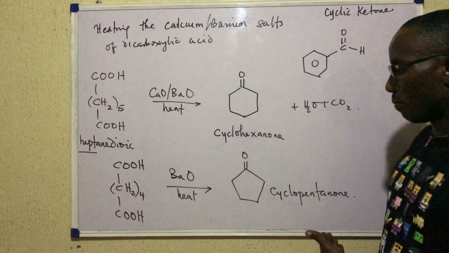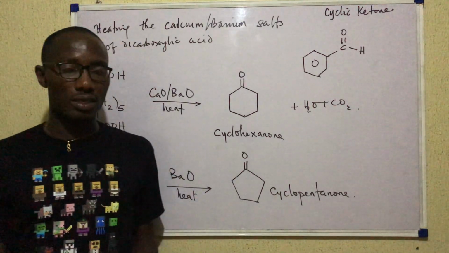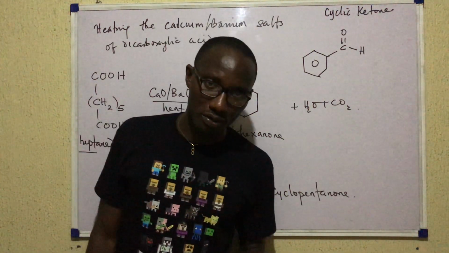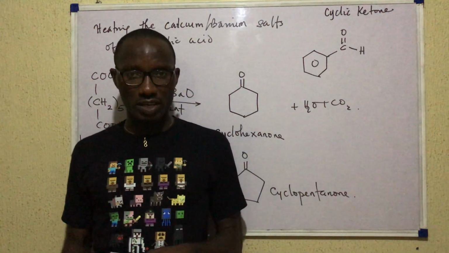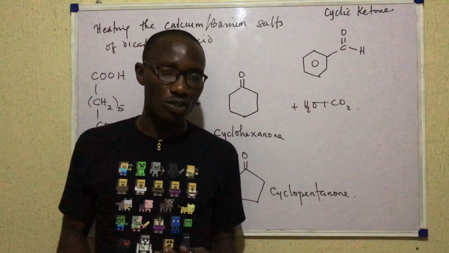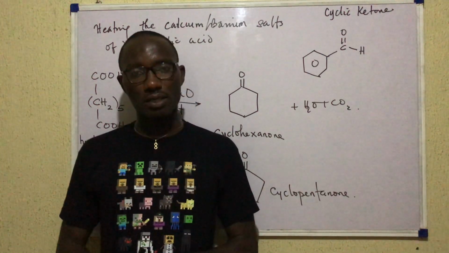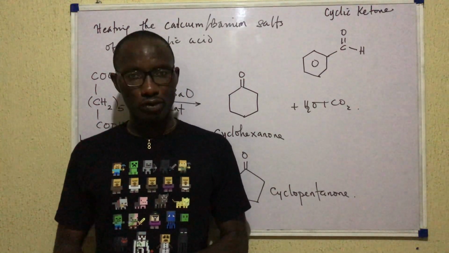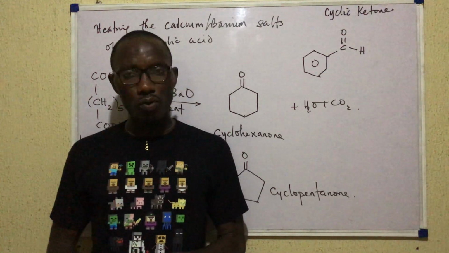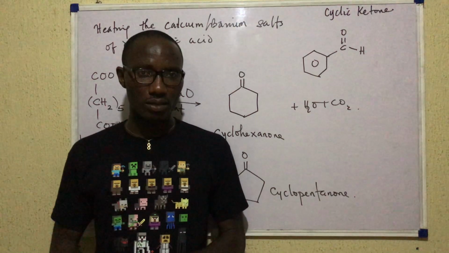This is the preparation of cyclic ketones, starting with what now? Dicarboxylic acids, and then heating them in the presence of calcium oxide or barium oxide. So we just described the reaction as a decarboxylation reaction. We say decarboxylation of the calcium or barium salt of a dicarboxylic acid. That would be all for this video. We have prepared alkanals and alkanones. But what reactions do they undergo? The next video will tell us.